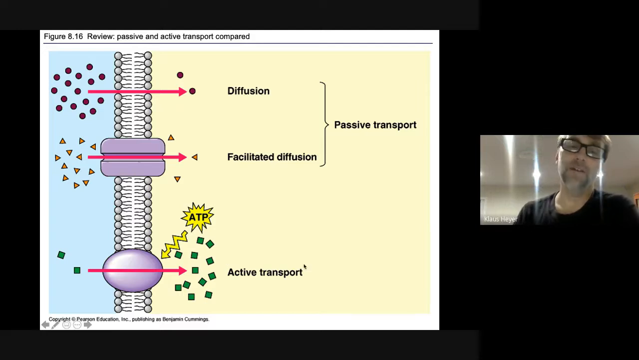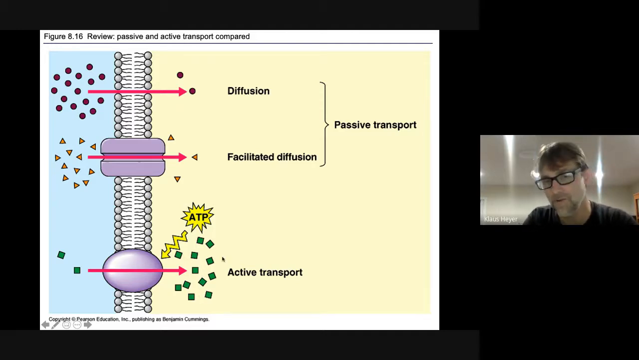This is going here against the concentration gradient. The concentration gradient should be that these green squares move out, but no, they're moving in. So in order to do that, you need an energy source. You need usually ATP, because this is essentially a pump, right? So you've got to pump it.